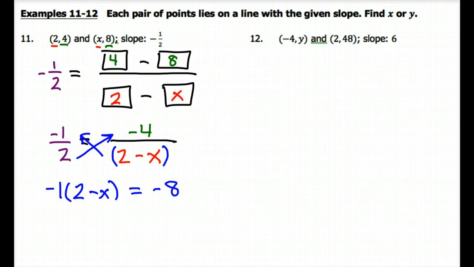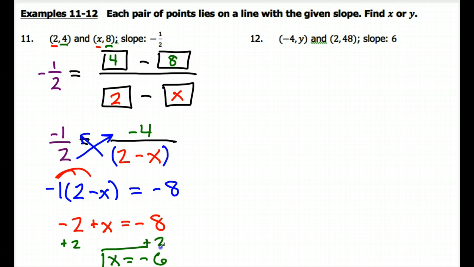And now I can go ahead and solve this equation here for x. So I distribute, I get -2 plus x is equal to -8. And then finally I can add 2 to both sides. And I know that x is equal to -6. So that means that (-6, 8) was the missing ordered pair.